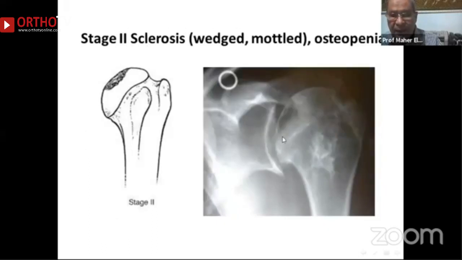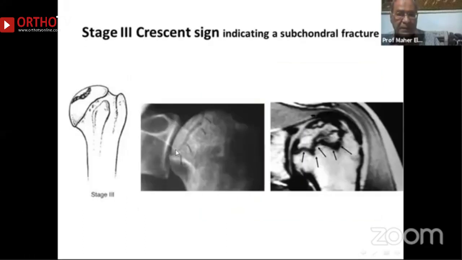Stage 2, sclerosis, wedged and mottled with osteopenia. This is stage 2. Stage 3, crescent sign, indicating a subchondral fracture. Like here, this is the diagram, and this is the plain X-ray showing a mild flattening and separation. And this is in the MRI, showing low signal separation lines.